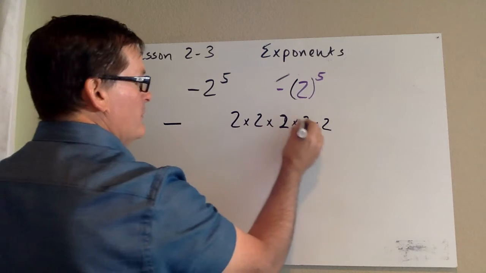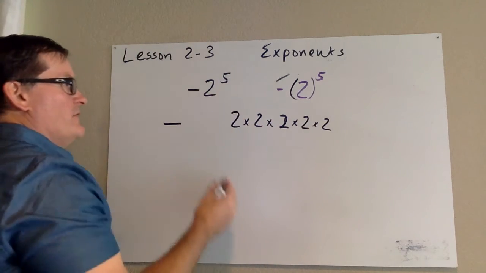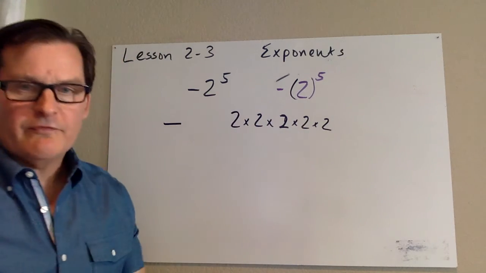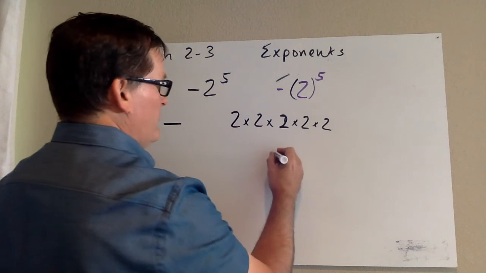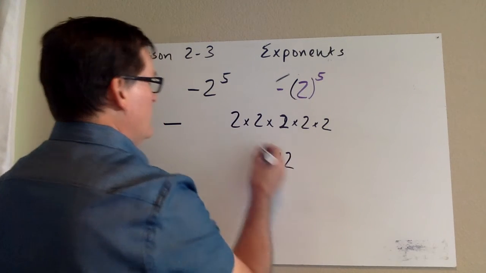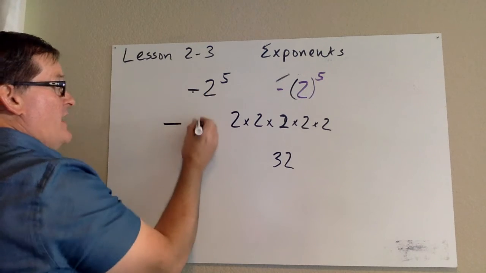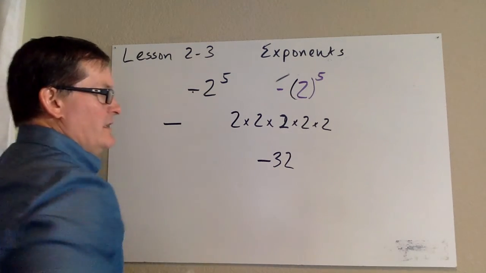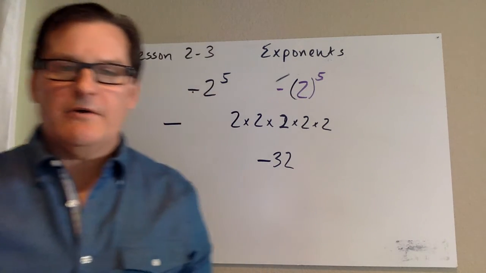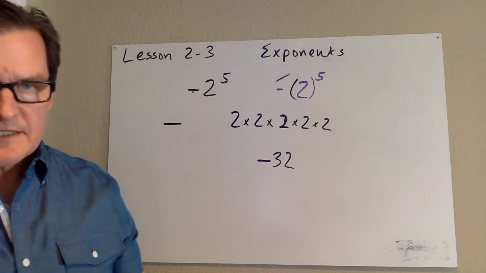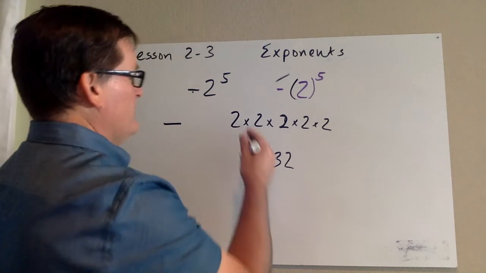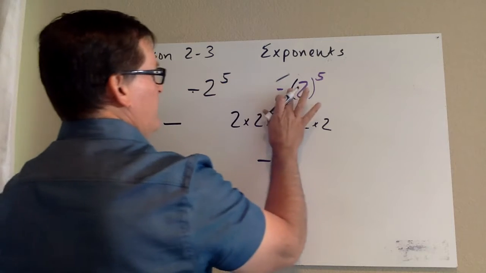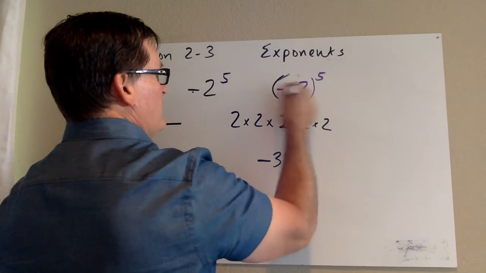2 times 2 times 2 times 2 times 2, 5 times. Again, that's what 2 to the 5th power means. We already know from past examples that 2 to the 5th power is 32. Now we bring the negative back in, which is the opposite of 2 to the 5th power. The opposite of 32 is negative 32. It's that simple.